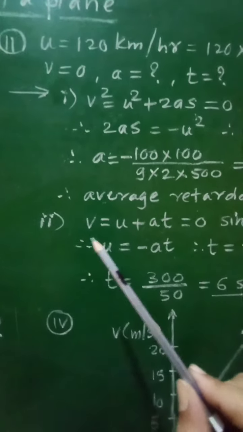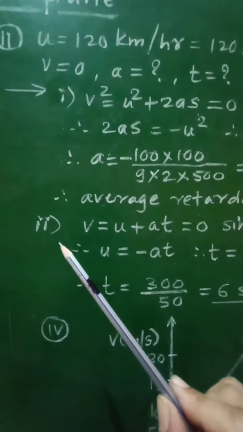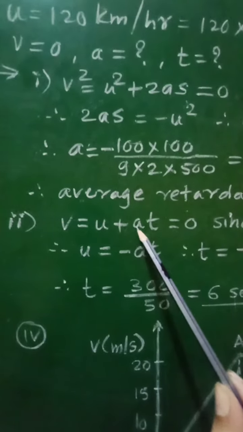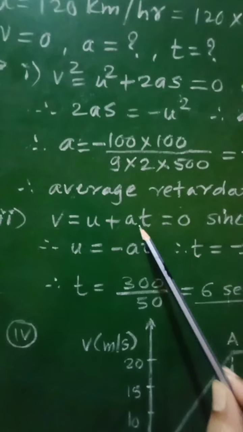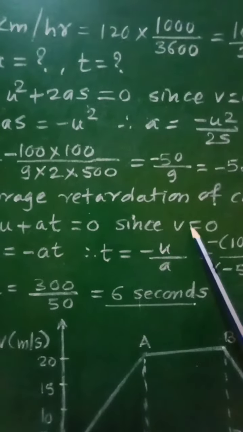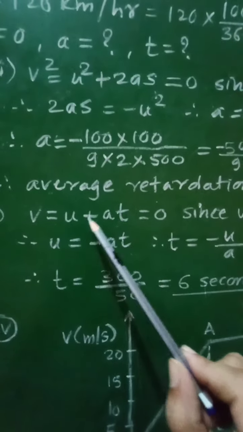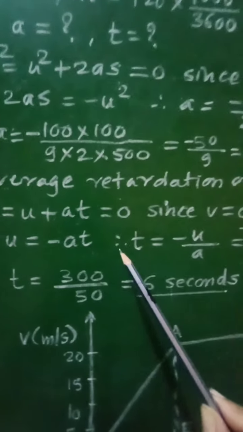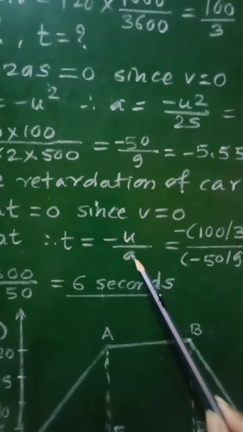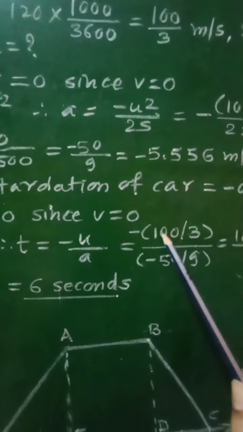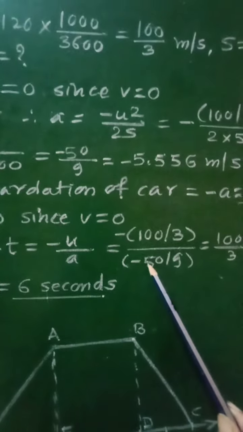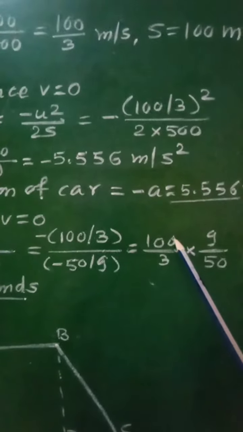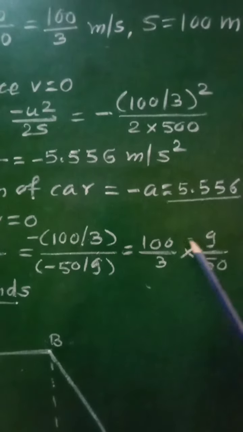Then second, we have to find out time interval t. For that purpose, we will consider the first kinematical equation, that is the first equation of motion, v is equal to u plus at. Again it will be equal to 0 since v is equal to 0. And therefore, as u plus at is equal to 0, u will be equal to minus at. And therefore, t will be equal to minus u upon a, which will be written as minus 100 by 3 upon minus 50 by 9. Minus minus will become plus, and further we can write 100 by 3 into 9 by 50.